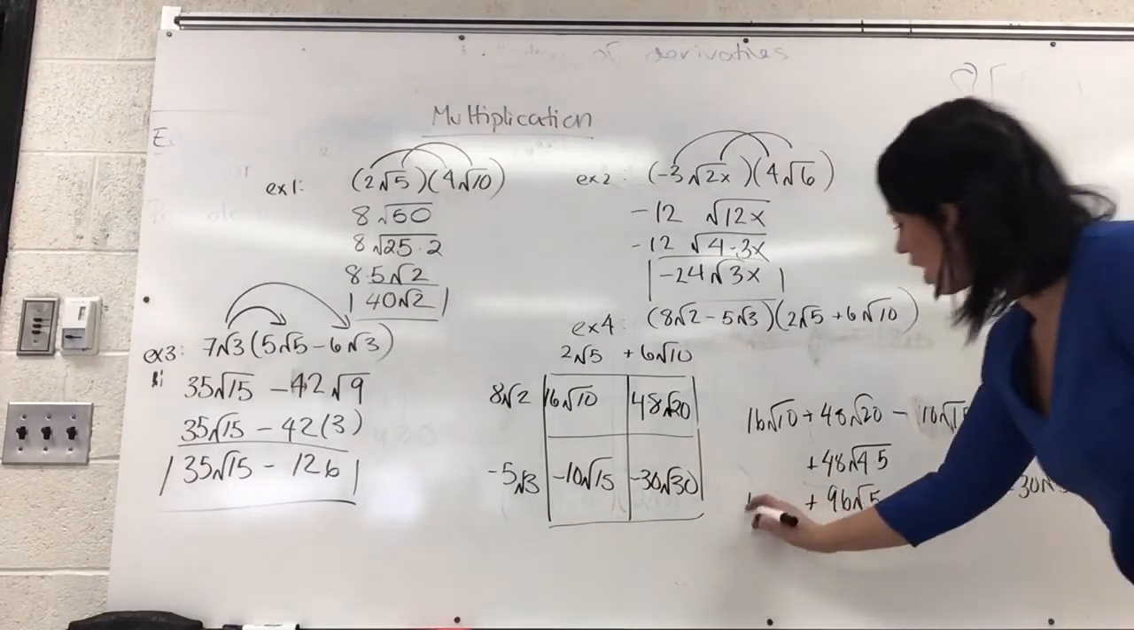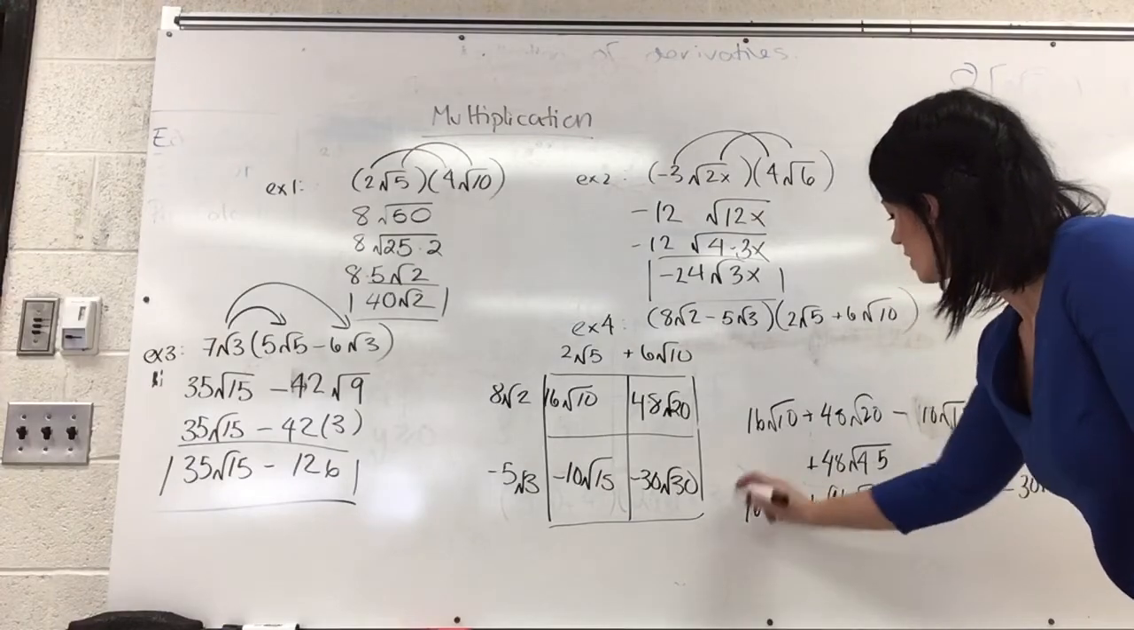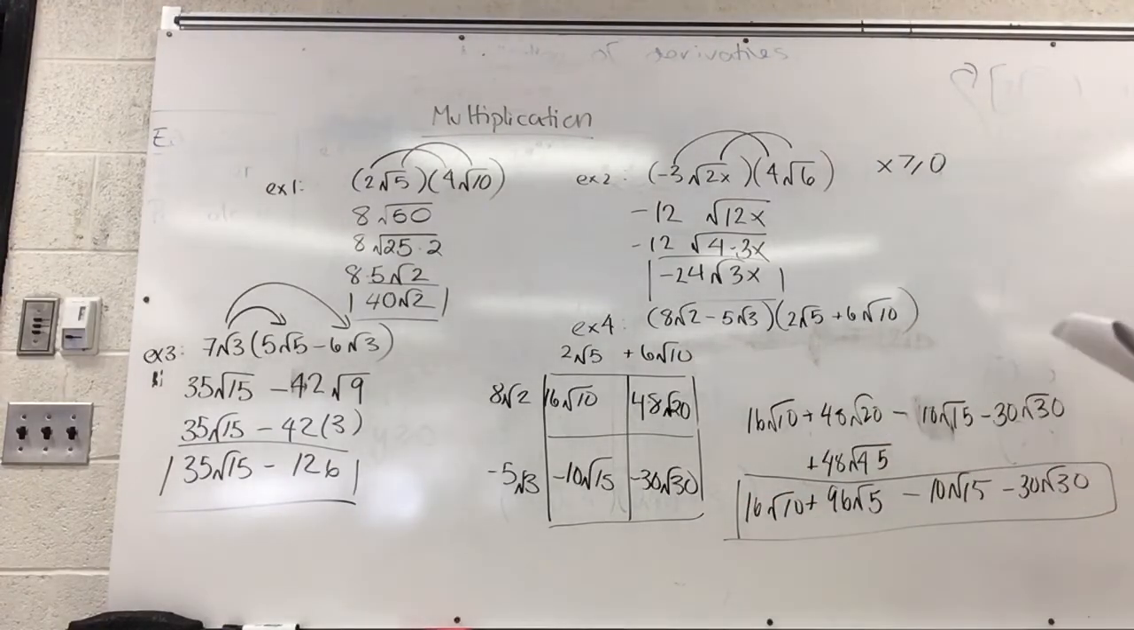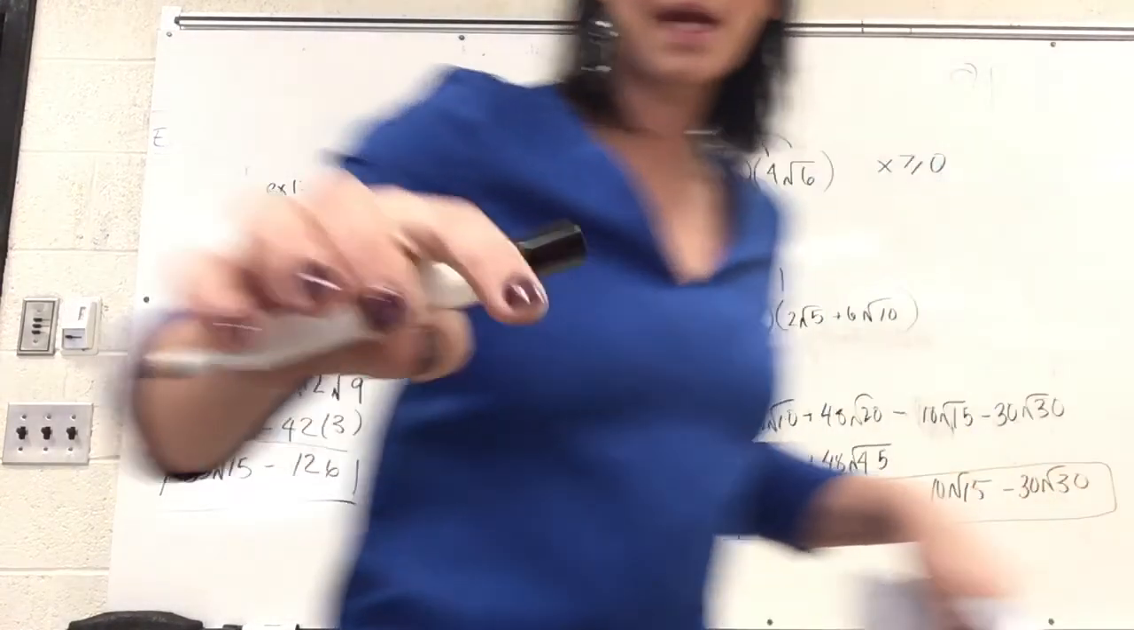So really, it's not complicated, but it is error prone. Just set yourself up for success by really taking your time, slow and steady with the box. There you go. That's how you multiply radicals.